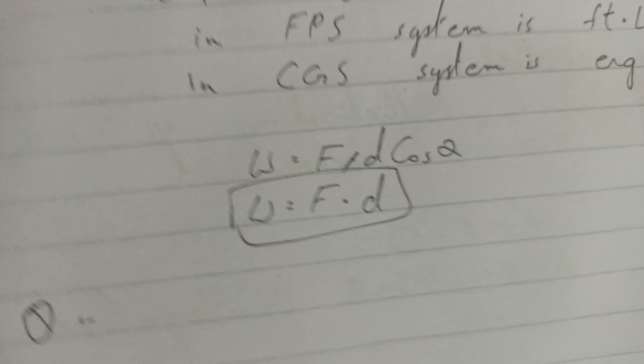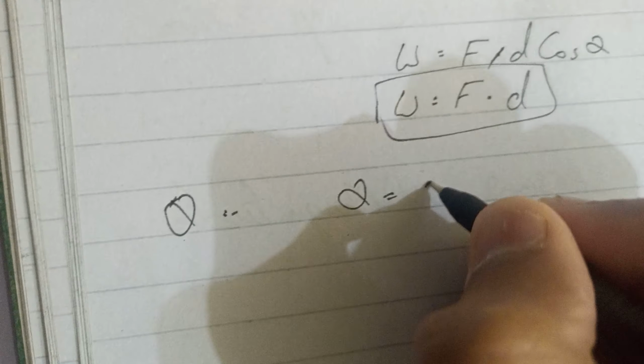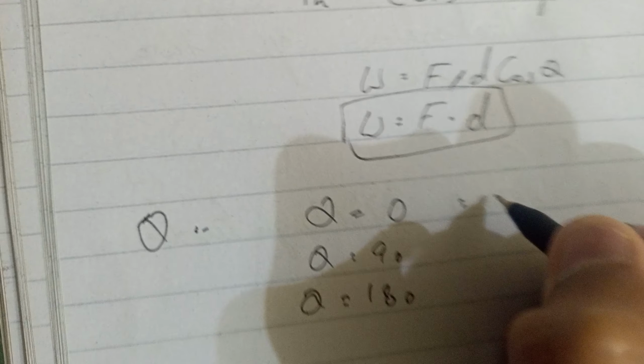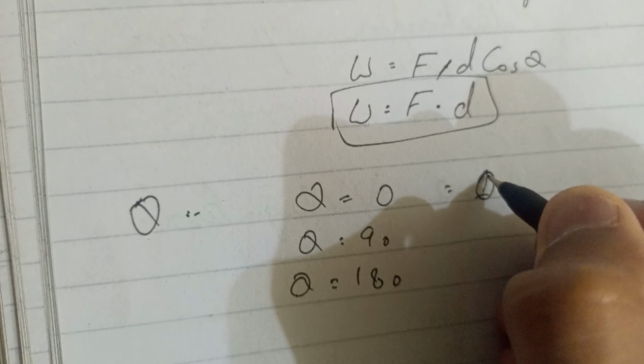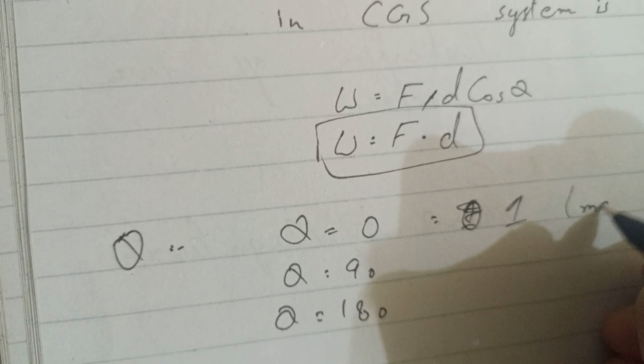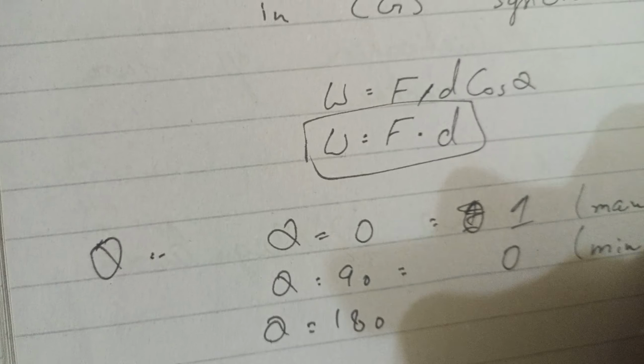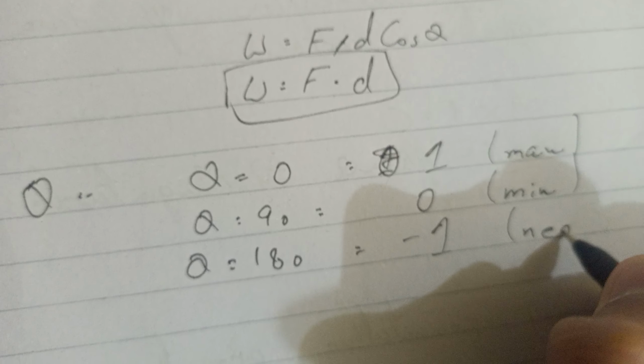Now the angles are very important in this chapter, because without the angle you cannot find anything in this topic. We have three angles: theta is equal to 0, theta is equal to 90, and theta is equal to 180. For 0 degrees, cos theta is 1, which is the maximum. For 90 degrees, cos theta is 0, which is the minimum, and we are talking about cos theta, not sin theta. For 180 degrees, we have negative. Today we'll discuss all the angles step by step, so please stay tuned.